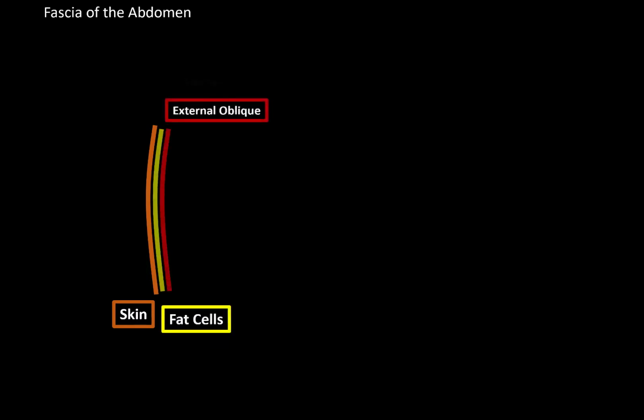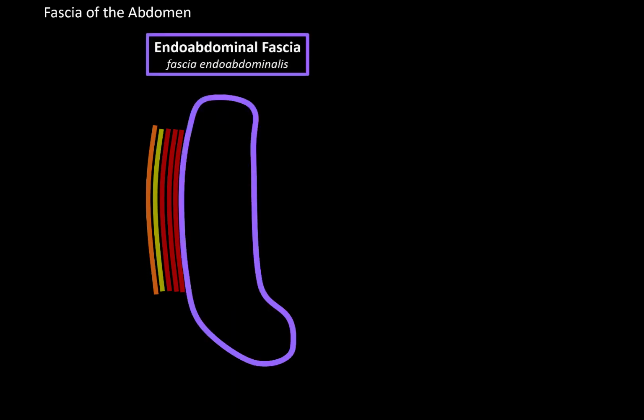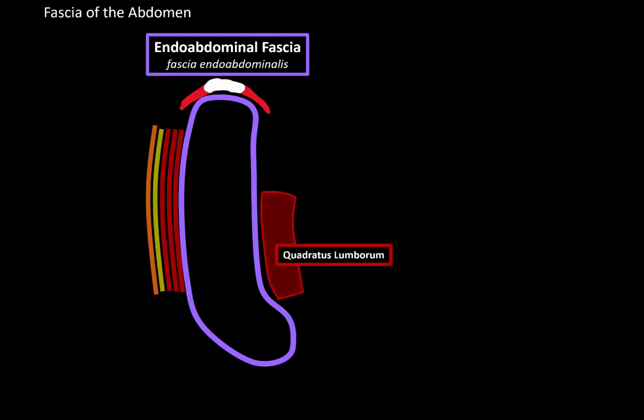So let's look at that by drawing the lateral view of the abdomen. First, we have the skin, then the fat cells, then the external oblique, internal oblique, and the transverse abdominis. Deeper to those muscles, we will find the endo-abdominal fascia. And here, just to orientate, we will add a perfectly drawn diaphragm and the quadratus lumborum muscle.